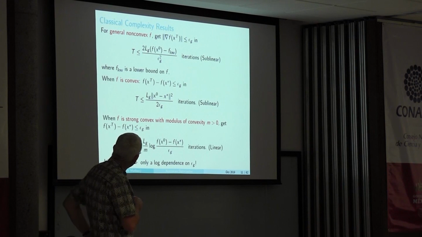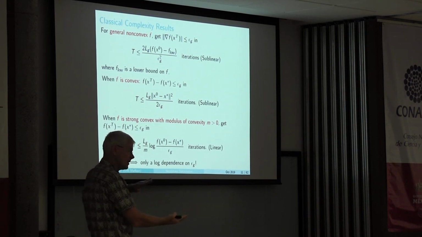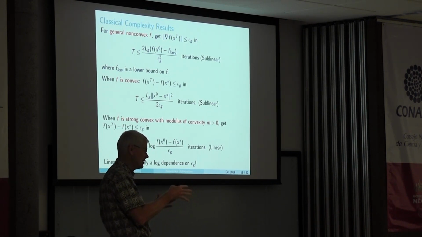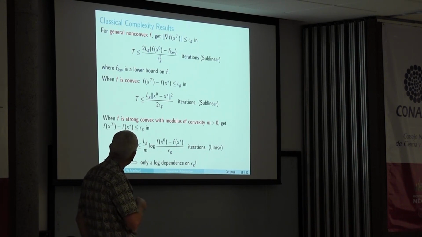Okay, so here's the answer. You get that in at most this many iterations: 2 times Lg, which is the Lipschitz constant, times the difference between your initial function value and f low, where f low is a global lower bound on f. You need to know that f is bounded below. This is divided by epsilon g squared, where epsilon g is the tolerance that you're looking for. So this tells you that in the order of epsilon g to the minus 2 iterations, you'll find a point where the gradient is less than epsilon. And I'll prove that on the next slide. Very easy proof. So that's for a general non-convex smooth function f.